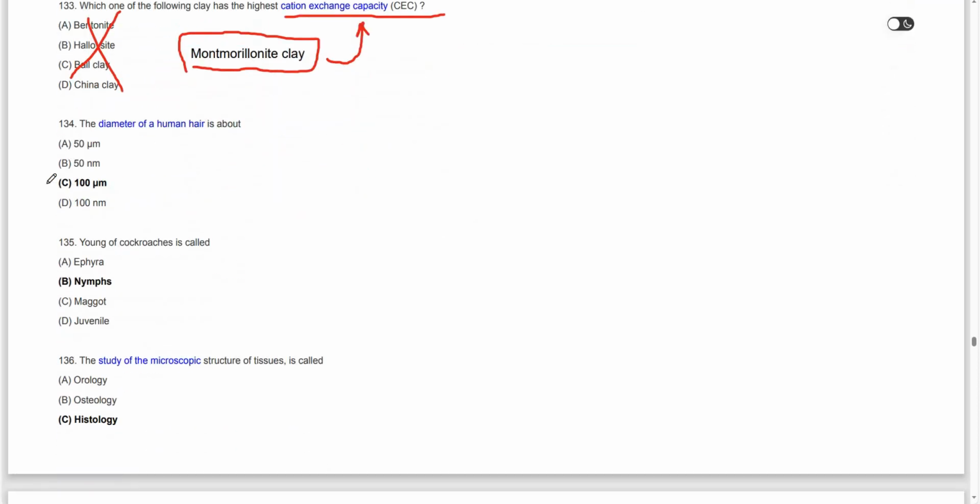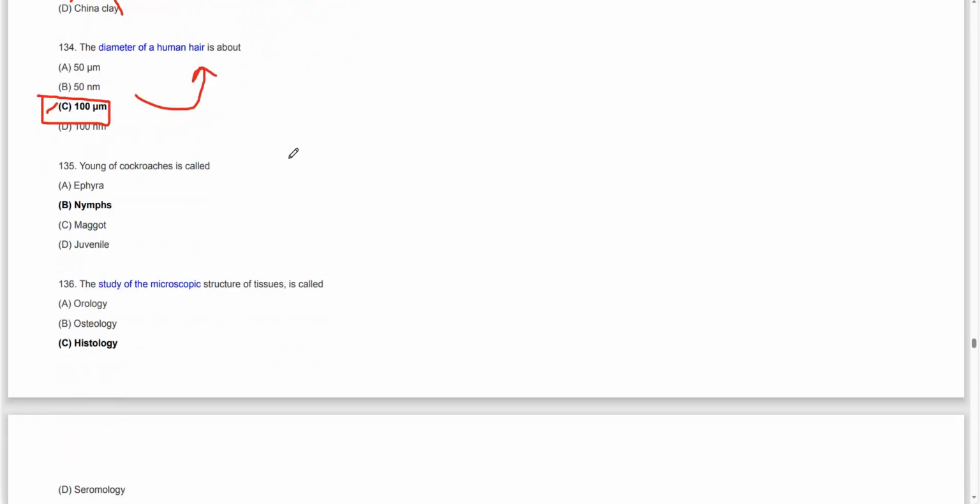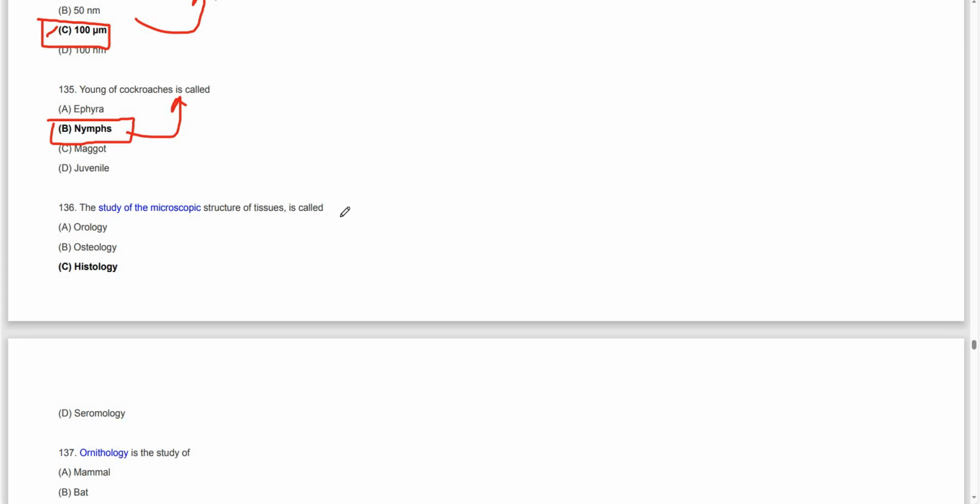The diameter of the human hair is about 100 micrometers. The young of cockroaches are called not larvae but rather nymphs. The study of the microscopic structure of the cell tissue is called histology.